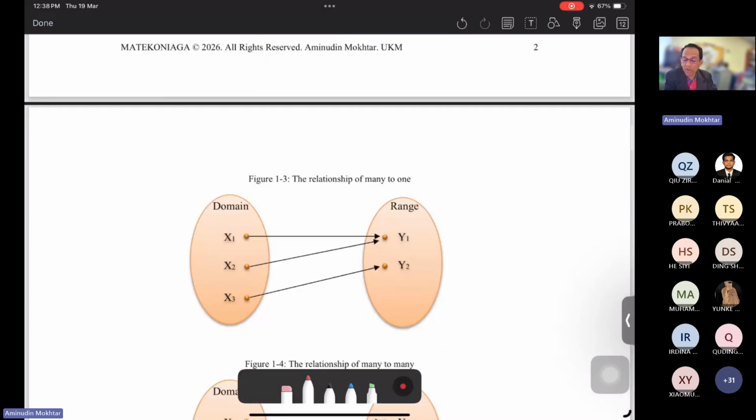Same goes to figure 1.3. The relation is many to one. There is more than one input having the same output. For example, X1 and X2 have the same output. X1 can produce Y1. X2 also produces Y1. We have two inputs that can produce the same output. That's the relationship of many to one.